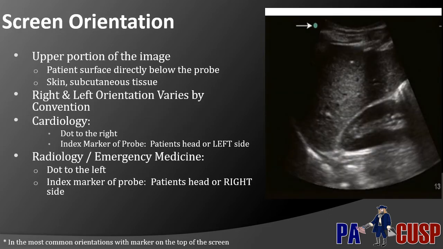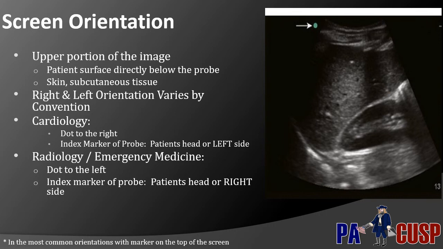So here's a view of an ultrasound image. You'll notice up here this green dot is going to be the orientation marker. The upper portion of the image is going to correspond with superficial structures in this particular case, so things like skin and subcutaneous tissue are going to be up here. Right and left orientation is going to vary by convention.